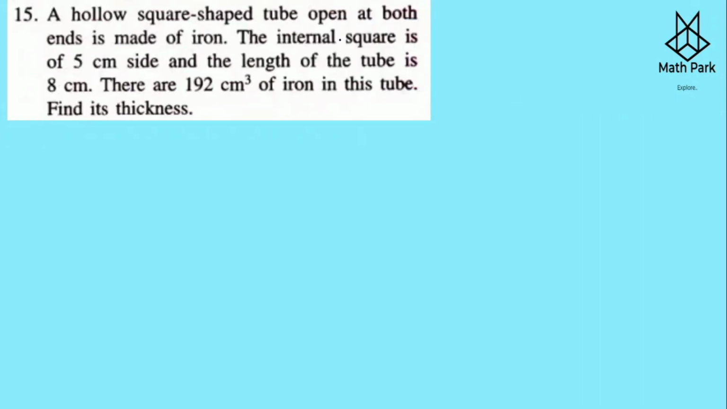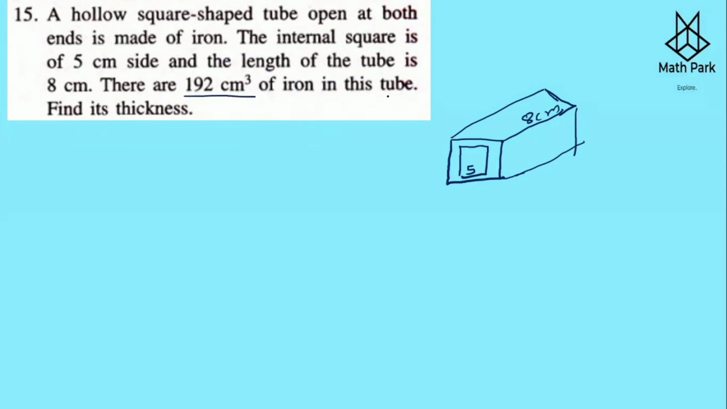A hollow square shaped tube is open at both ends. So this is a hollow square shaped tube over here. And the internal square is of 5 centimeters. So this is 5 centimeter. And the length of the tube is 8 centimeters. So this length is 8 centimeter. And there are 192 centimeter cube of iron used in this tube, and you are asked to find the thickness.